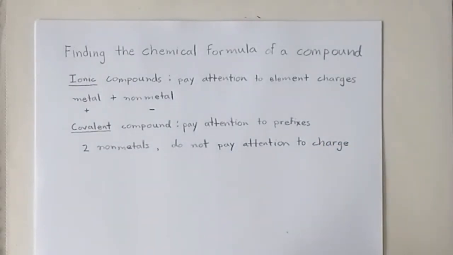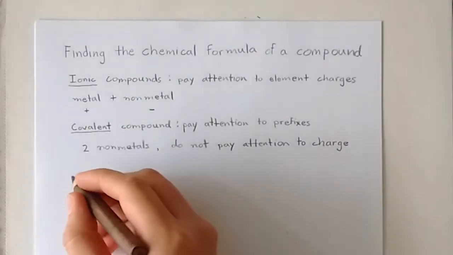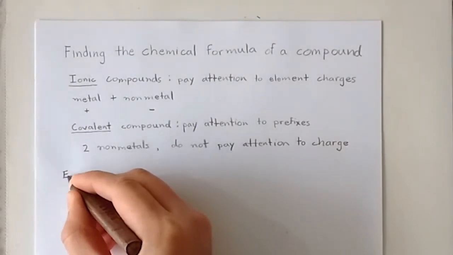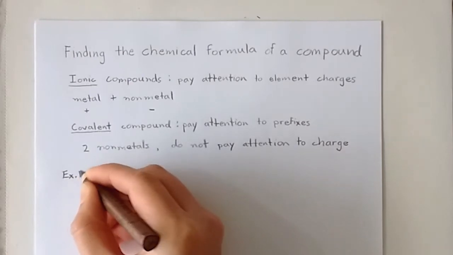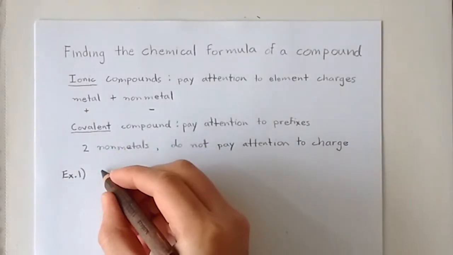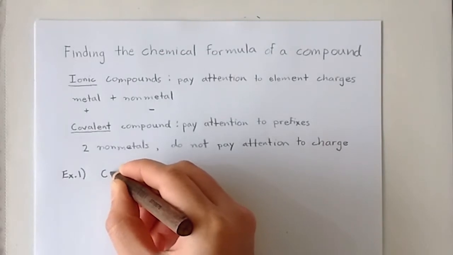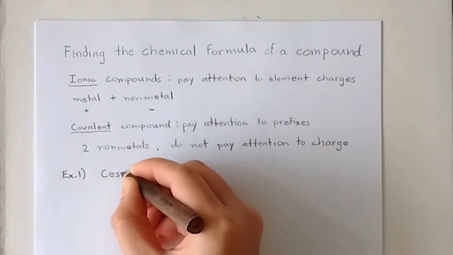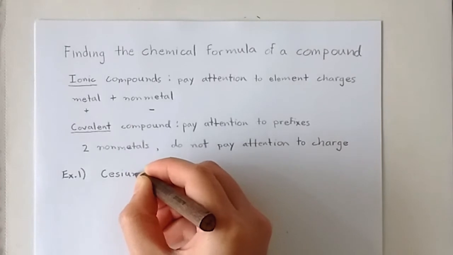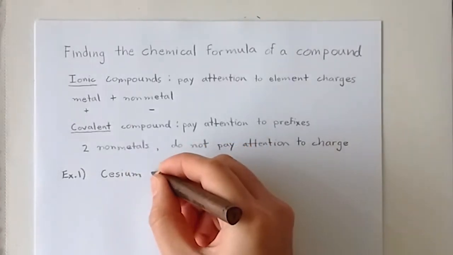So we're going to go over some examples so that you can see this put into practice. So one example. We want to find the chemical formula for cesium sulfate.